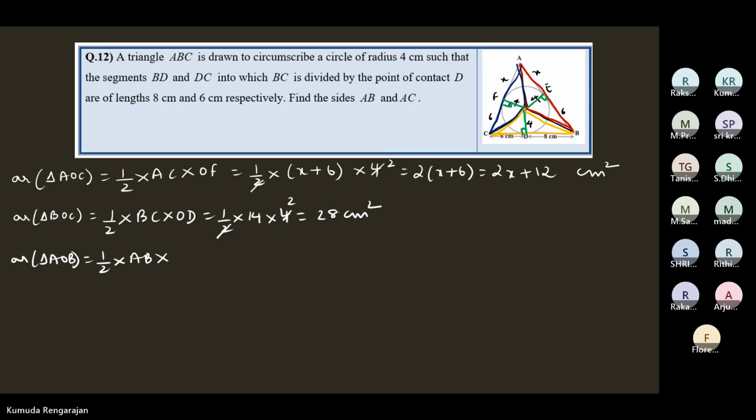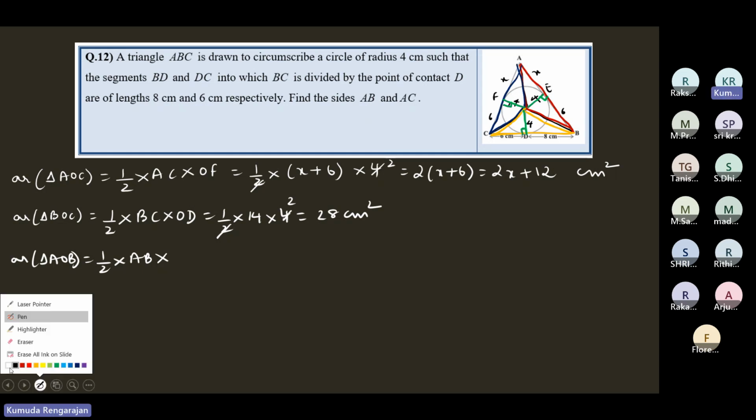AB. And OAC, which is the base? AC. Yeah. Okay, thank you, children. So class, half base into height. Half into base is AB, into the altitude is OE.